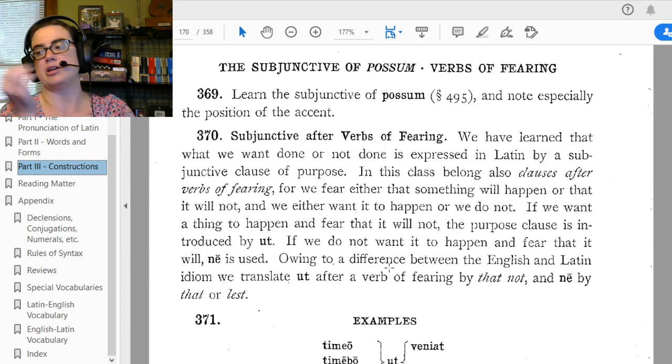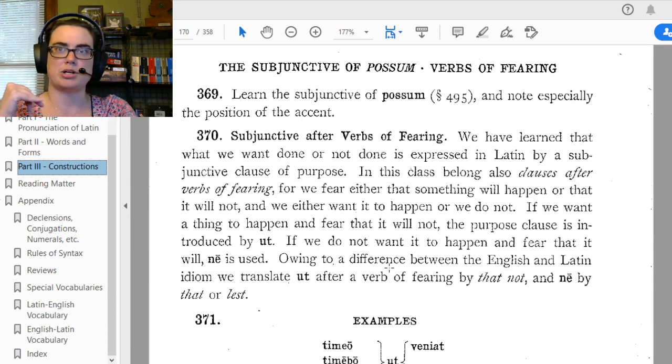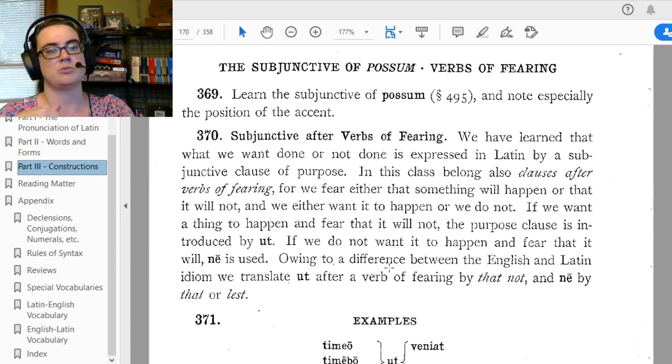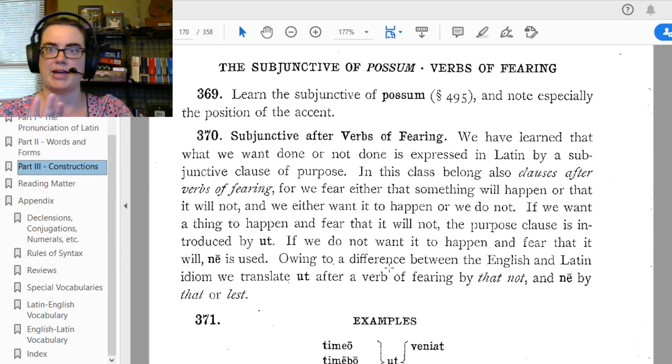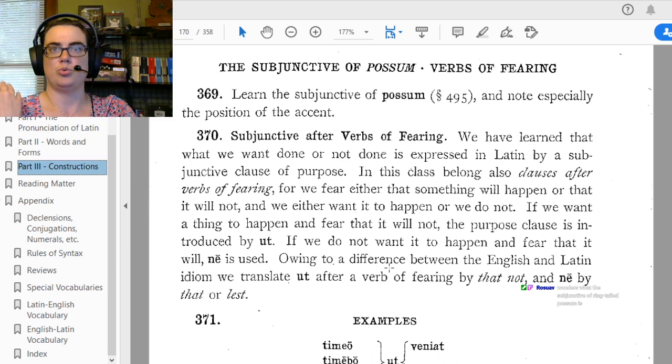So verbs of fearing. This is another type of subordinate clause that takes a subjunctive. I am afraid that, or lest, something happens. You would use the verb of fearing, ut or ne, and then a subjunctive.